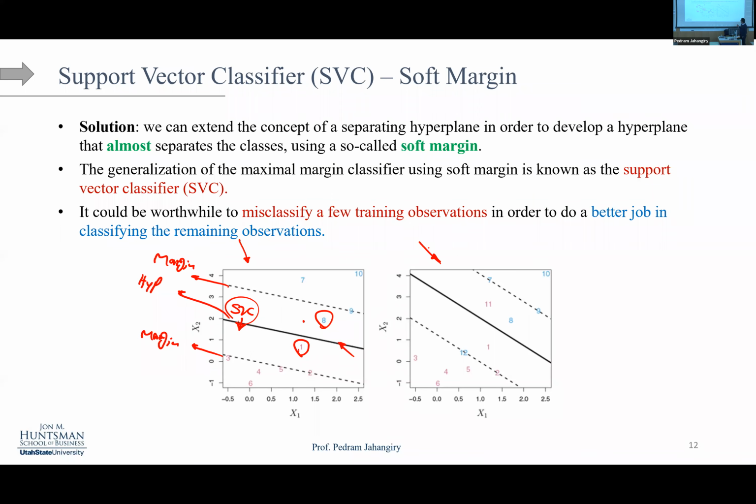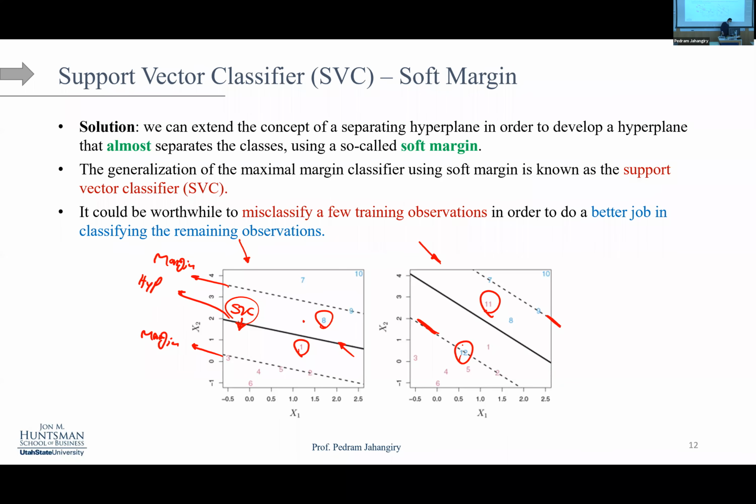So wrong side of the margin, so here, this is the margin for red. This is the margin for blue, right? So wrong side of the margin for red is 1, and then we have 11. For blue, there's 8 and 12, right? So these are on the wrong side of the margin. Which observations are on the wrong side of the hyperplane? 11 and 12, right? So 11 and 12 are on the wrong side of the hyperplane as well.